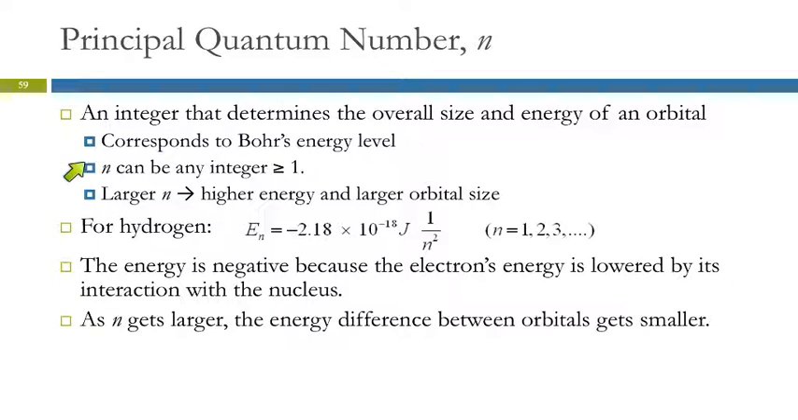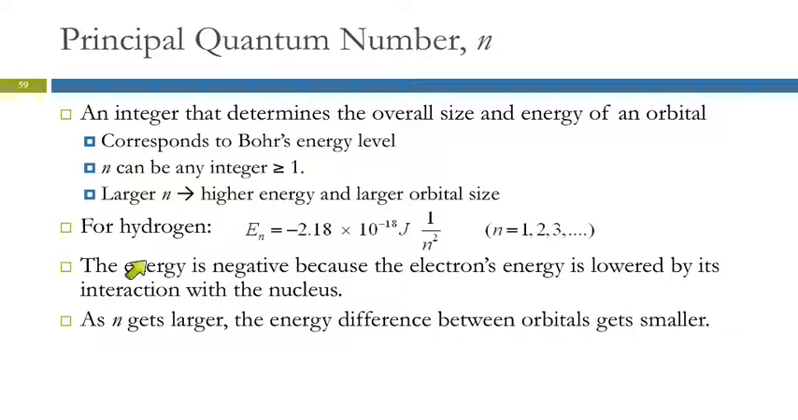So n can be any integer greater than or equal to 1: 1, 2, 3, 4, 5. Okay, so if you have a higher n, you have higher energy. So an electron with n equals 3 has higher energy than with n equals 2. You can think of it as being in a larger orbit. The larger the orbit, the bigger the energy. They're not in orbits, but it's easier to think of it that way.